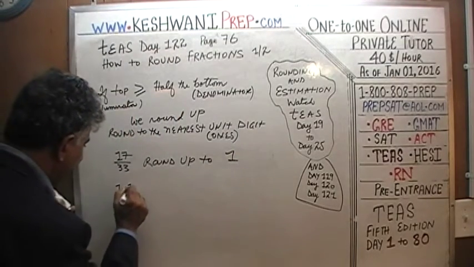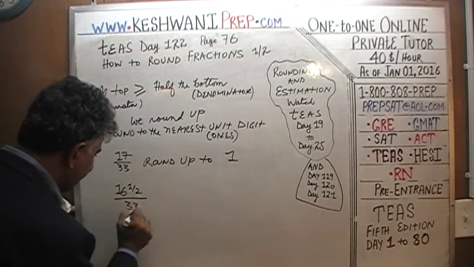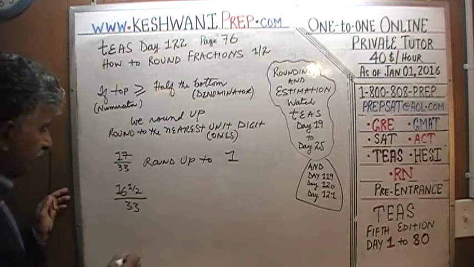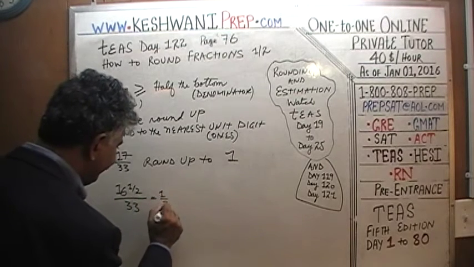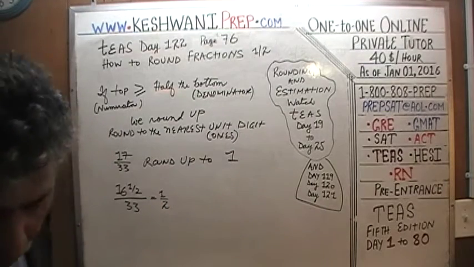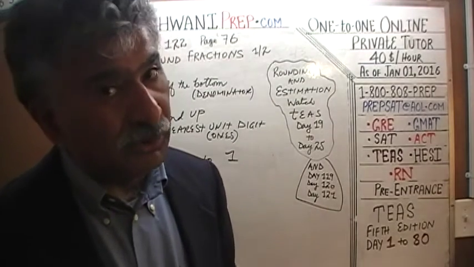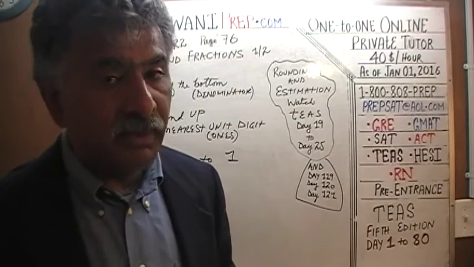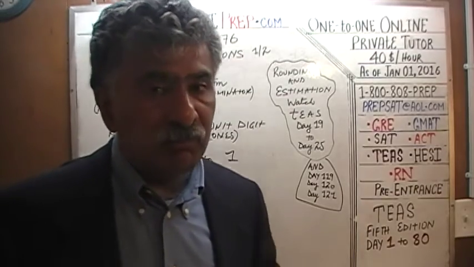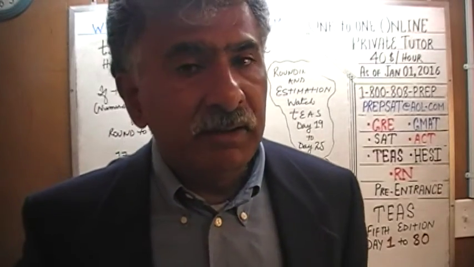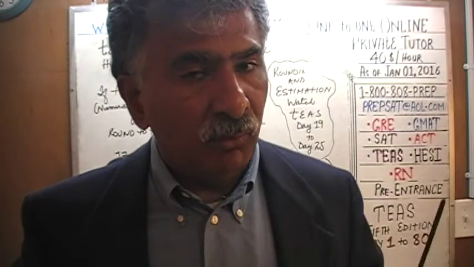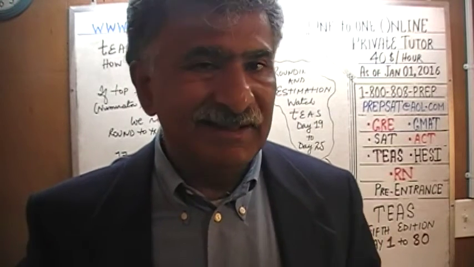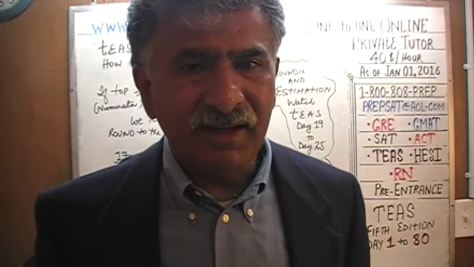How about 16 and a half over 33? Well, 16 and a half over 33 is exactly half. But the rule is that as long as it is greater than or equal to, it doesn't have to be just greater than, even if it's equal to. That's the same rule we use when we express everything in decimal. If it's 0.5 or more, we round it up. If it's less than 0.5, we round down. The same exact idea.